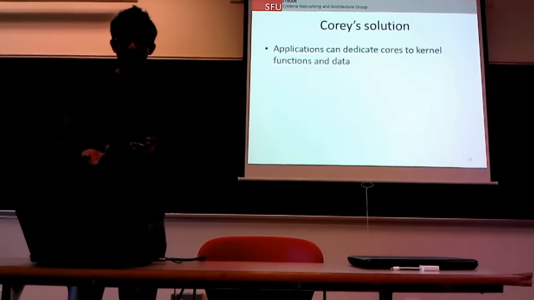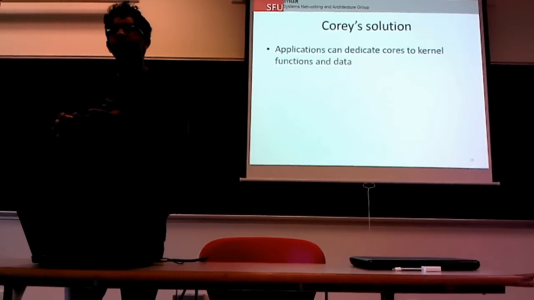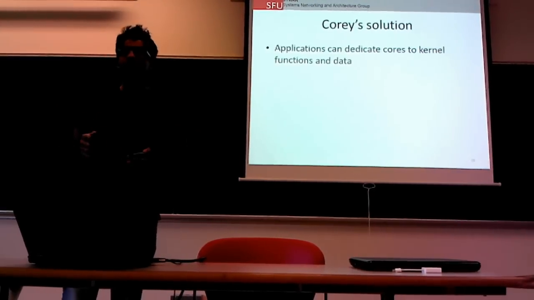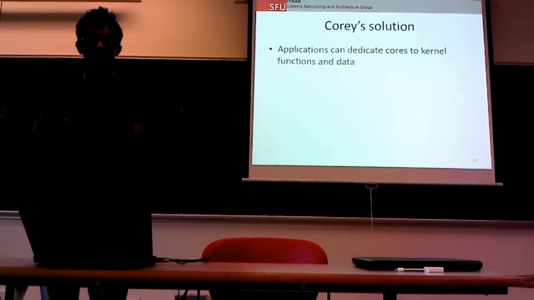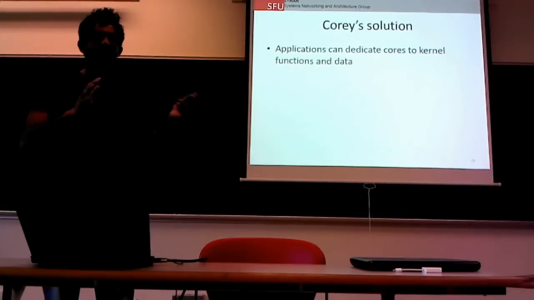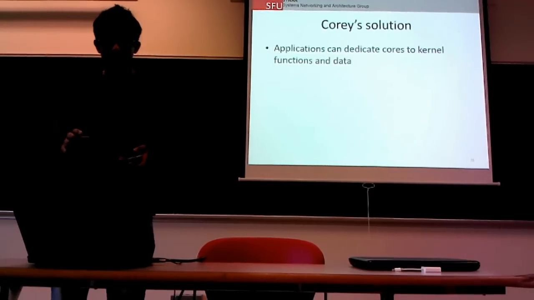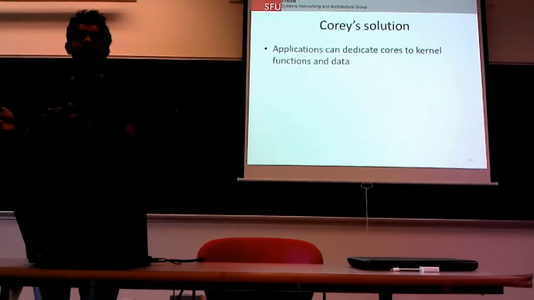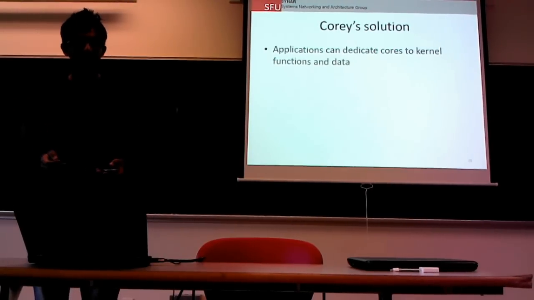So what Corey wants to do is dedicate a few cores in the system purely to do the kernel work. That is, purely to run operating system code, it wants to dedicate a few cores and then run the application in the rest of the cores. So the application gets to decide how many cores need to be dedicated for running the kernel code.